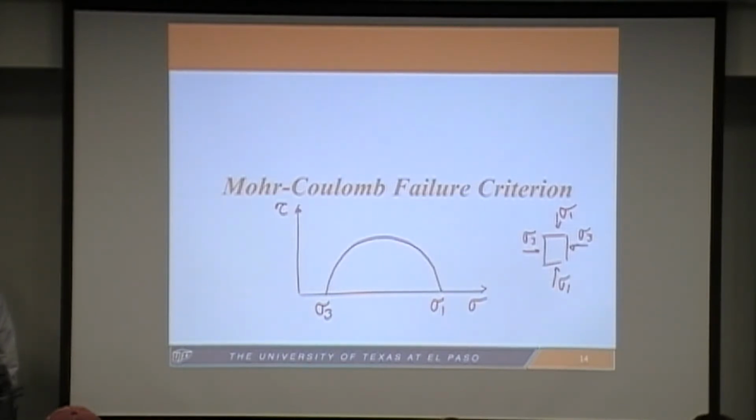Typically in geotechnical engineering we call sigma 3 the confining pressure. That's essentially the pressure that holds the particles together. That's the reason we call it confining pressure. And sigma 1 is your vertical stress.